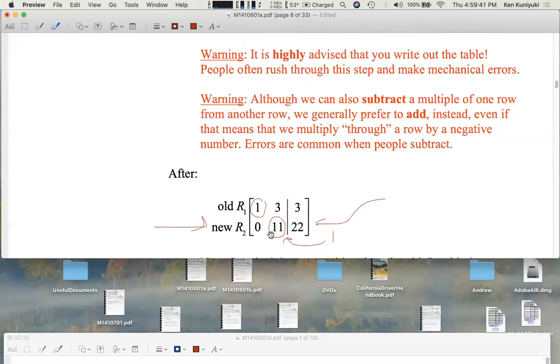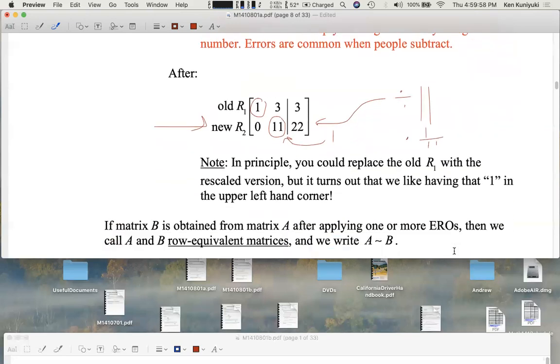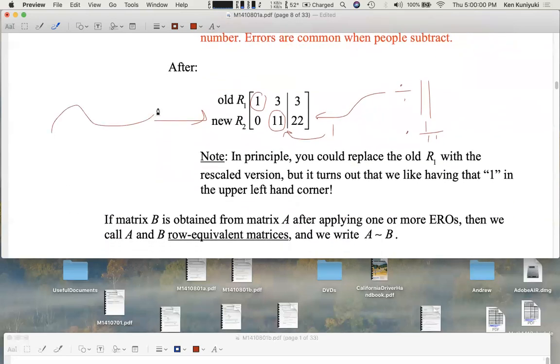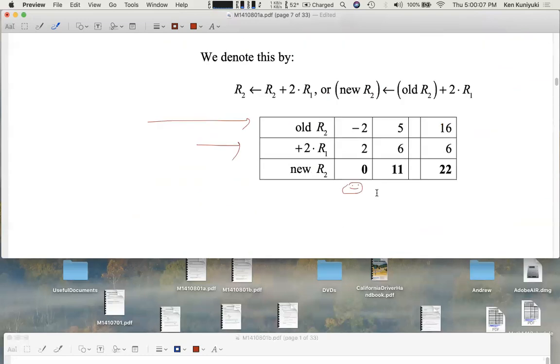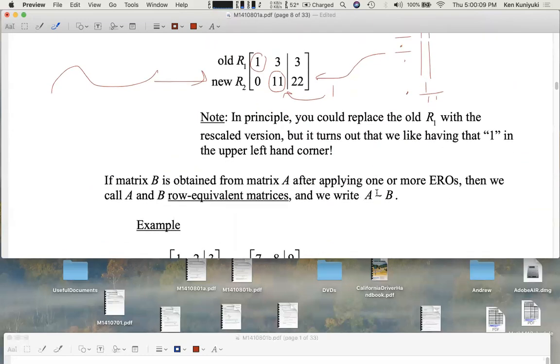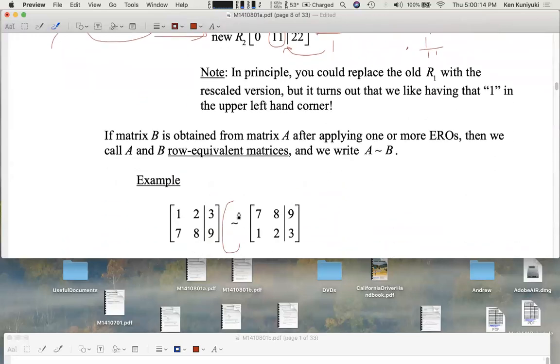You're not allowed to subtract numbers through a row, but you're allowed to divide. We're going to divide by 11, or multiply by what? 1/11. Some books like to think of it that way. And again, we have row equivalent matrices here. They're not equal. They don't have the same entries in the same position. Those are equal matrices, but these are row equivalent matrices. They represent equivalent systems. We use this tilde.